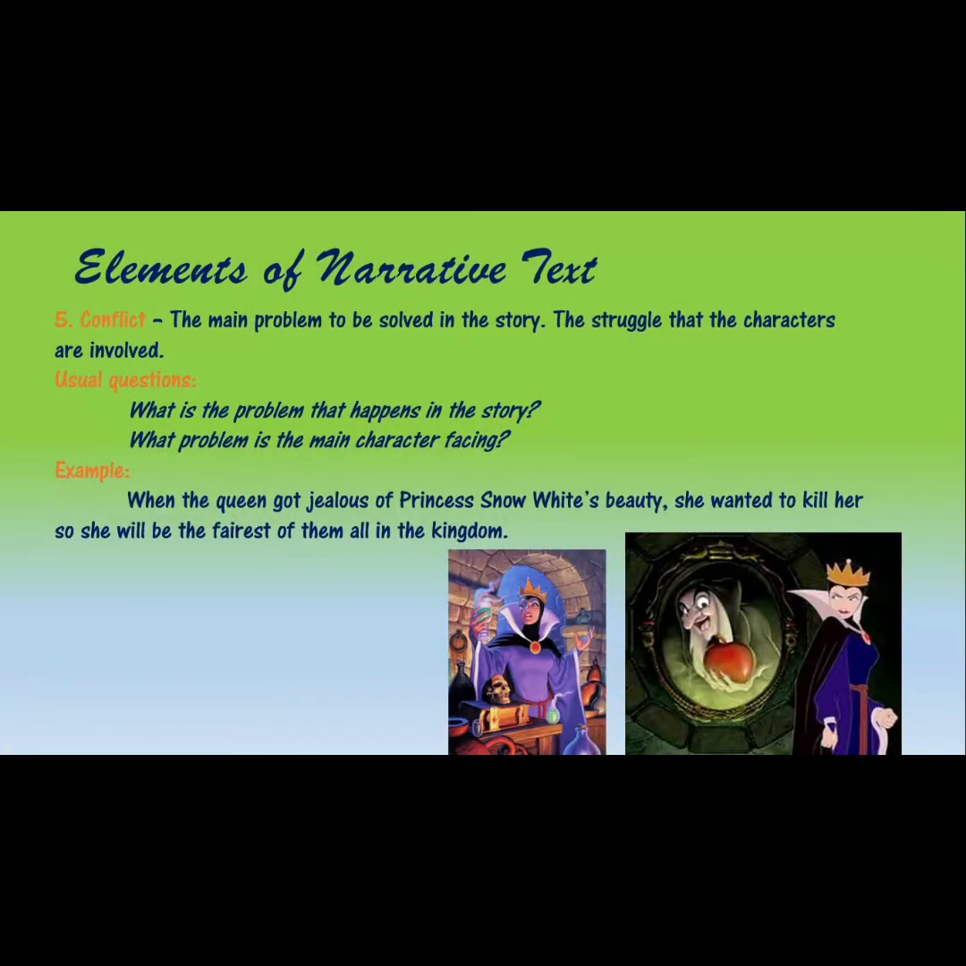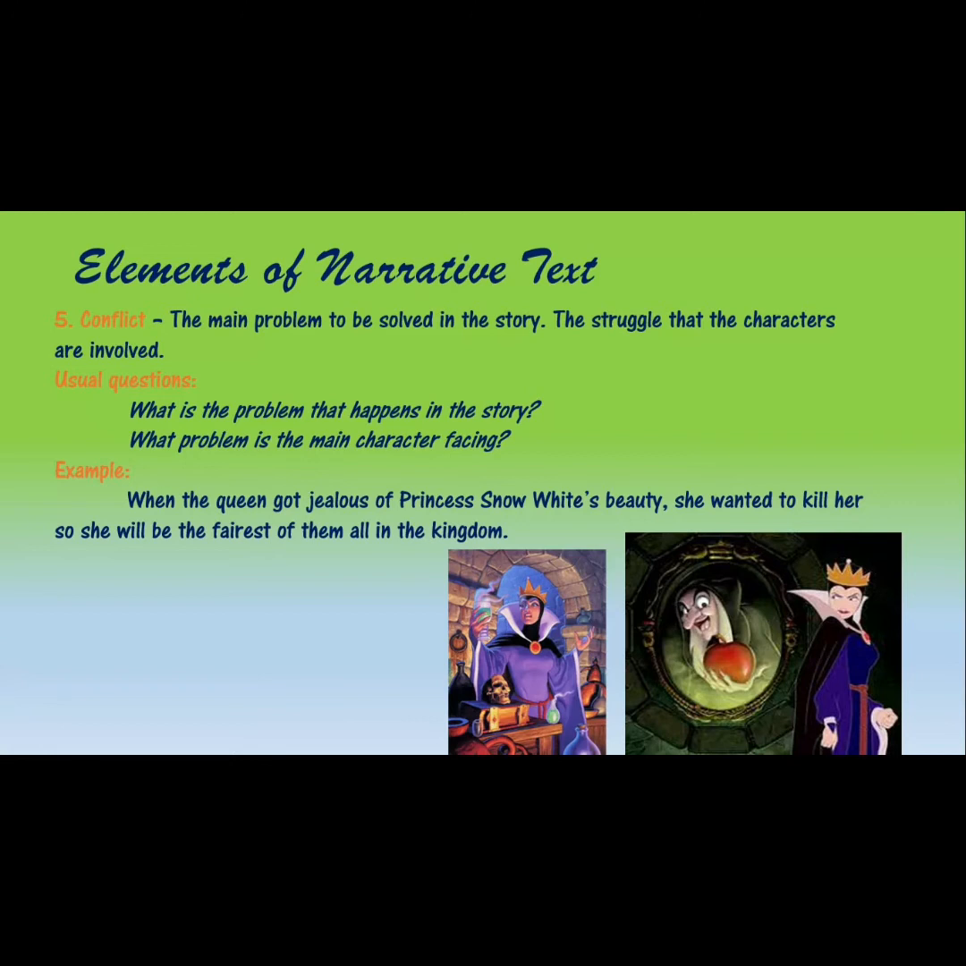Number 5, the element of narrative text is the conflict: the main problem to be solved in the story, the struggle that the characters are involved in. So, ito na yung lumalabas na yung problema ng isang tauhan at paano ninyo ba nasolusyonan ito o bakit ba siya nag-struggle as a character.